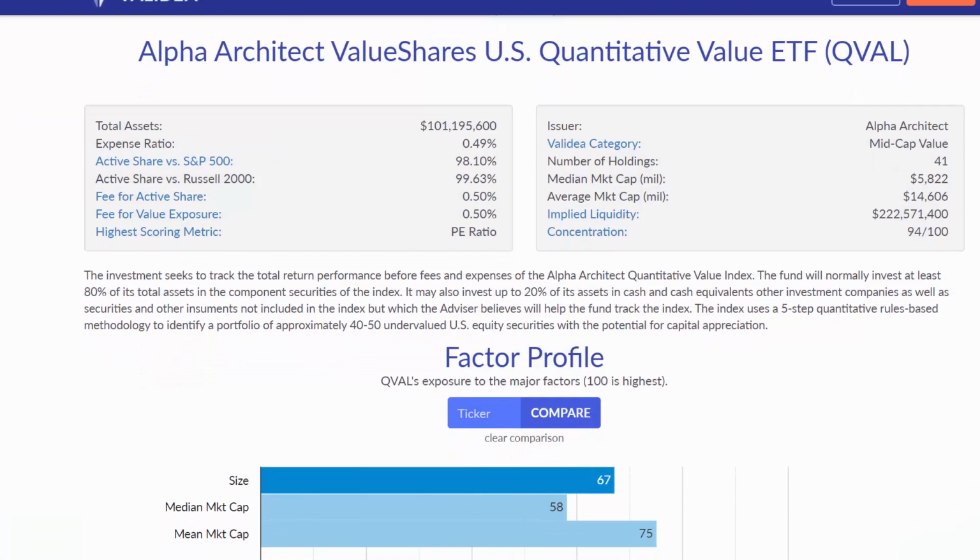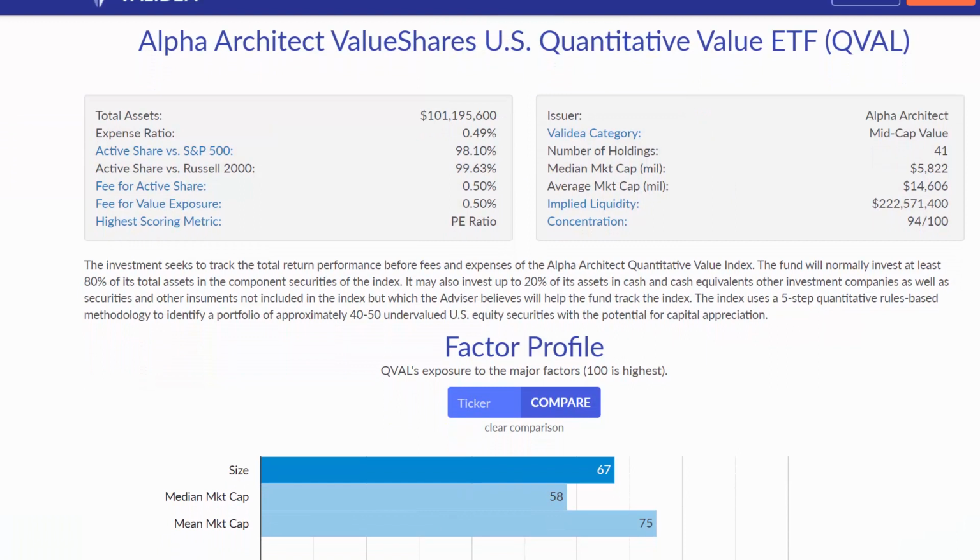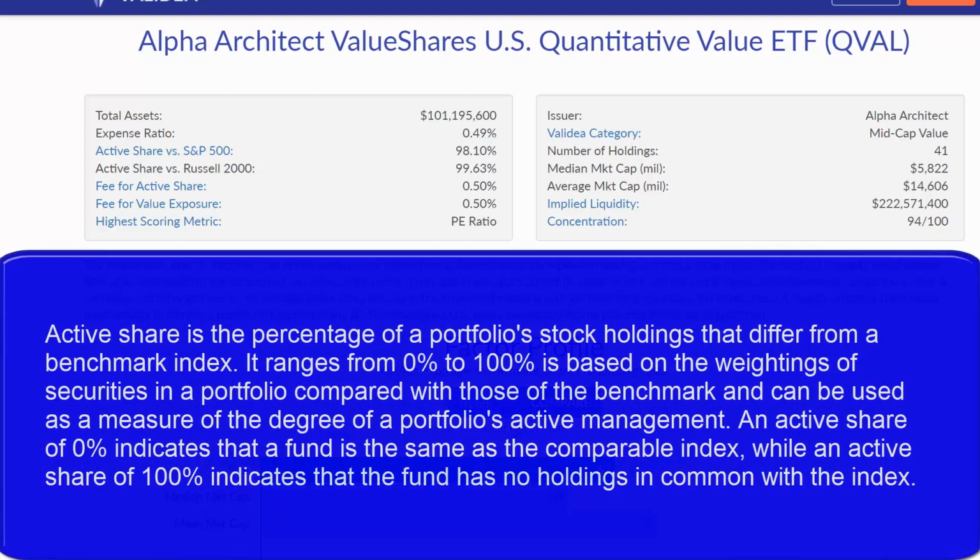Some of the stuff in the report is fairly straightforward and simple, things like assets and expense ratio and the number of holdings in the ETF. But we've tried to also put some unique stuff in here that is not available on many free ETF sites. For example, one would be active share. You can see active share over there, active share versus the S&P 500 or active share versus the Russell 2000.